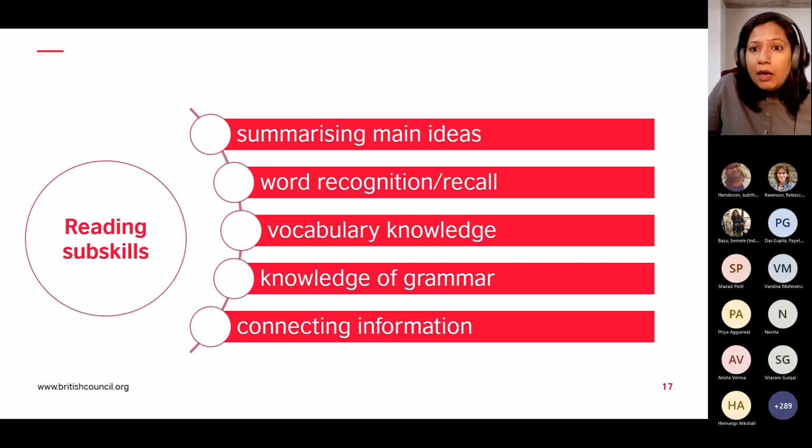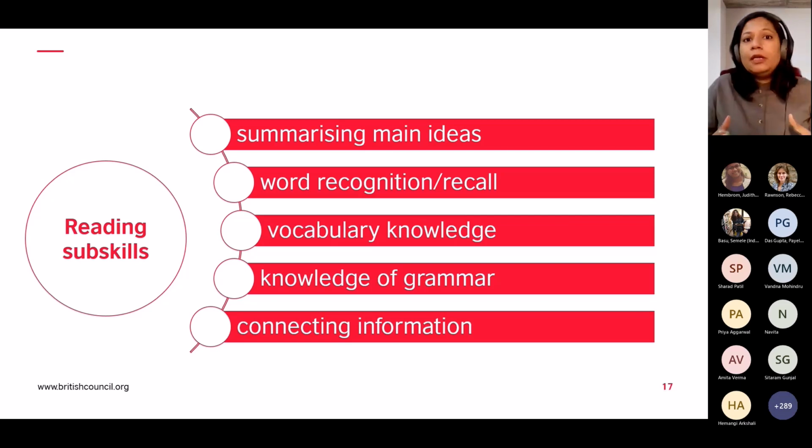I think it was Hina who said word recognition and recall, very important. You have to identify, Momita also said that. You have to recognize the spelling, the form, and you do all that at the same time while making meaning from the text. And you have to also recall the meaning of things. Vocabulary knowledge of grammar. So yeah, some of you did say that. Connecting information is very important. Making inferences, yes, that's what I meant, Hina.